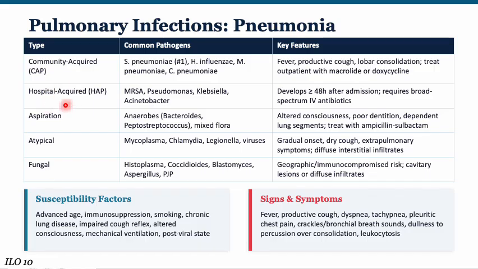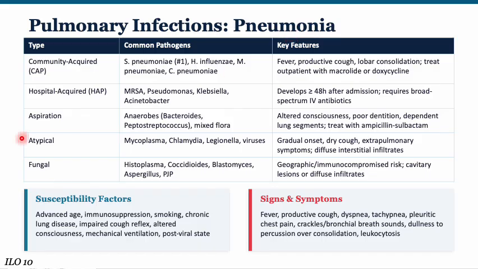The next category is hospital-acquired pneumonia. You have to think about MRSA, Pseudomonas, Klebsiella, and Acinetobacter. It develops after 48 hours of being in the hospital. It requires broad-spectrum IV antibiotics. Remember, this is the one that has like the vancomycin and Zosyn as treatment.